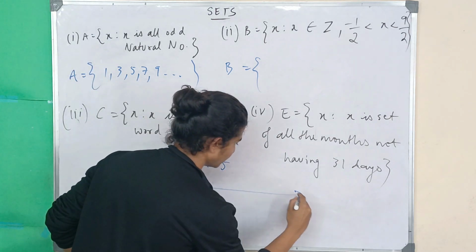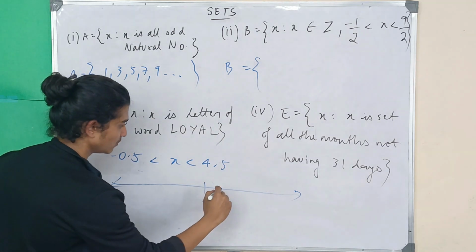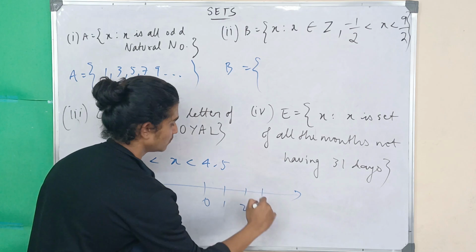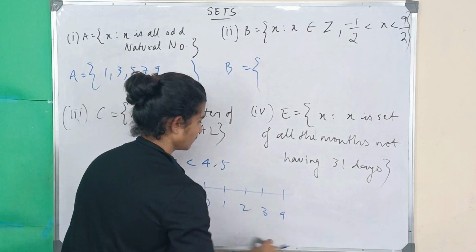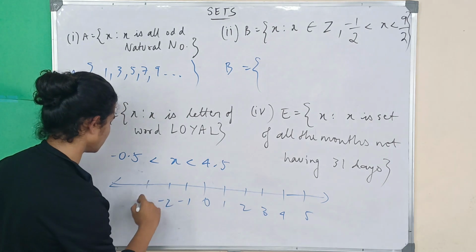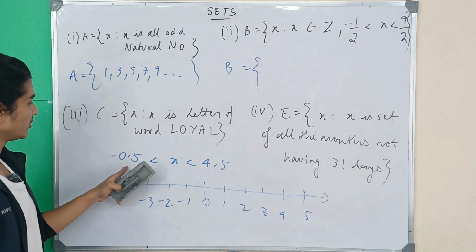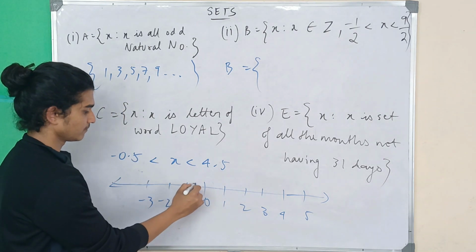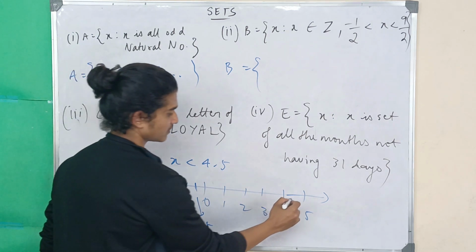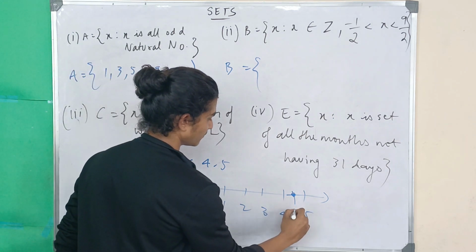So if you write this in number line, so this is a number line, so this is 0, so this is 1, 2, 3, 4, 5, and on this side minus 1, minus 2, minus 3, so on. So where does your minus 0.5 come? Here. So here is your minus 0.5. Where does your 4.5 come? Here. So this is your 4.5.